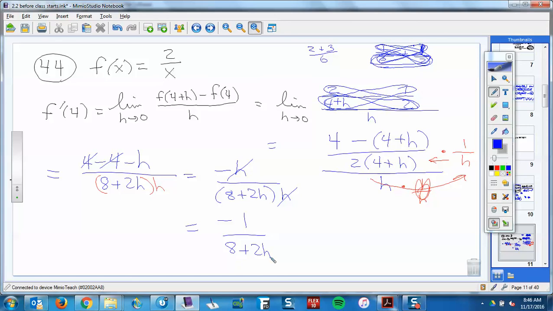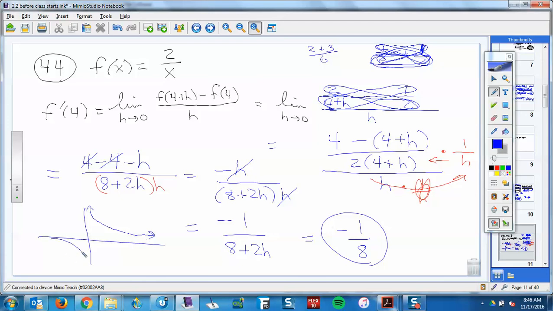Now we can put a 0 in for h, because before, if we put a 0 in for h, we'd still be dividing by 0 down here. But now that the h is canceled, we put a 0 in for h, and look what we get, negative 1/8. Now, does that make sense? Well, it makes perfect sense, because you know what the graph of 2 over x looks like? It looks like this.